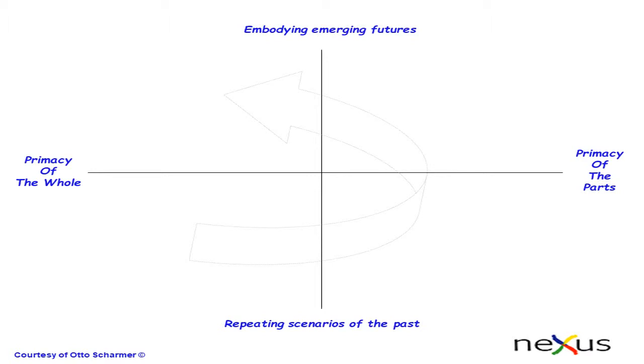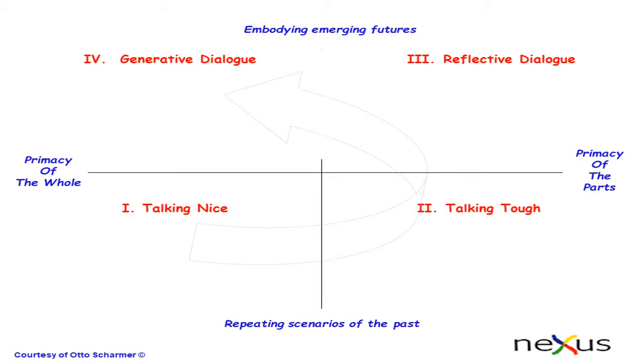4 fields. The 2 bottom ones are talking nice and talking tough. These are 2 conversations that are repeating scenarios of the past. And if we look at the 2 fields on the top of the map, fields 3 and fields 4, these are fields that are embodying emerging futures. This is where you have possibilities to break away from scenarios of the past and indeed bring in some innovation, some breakthrough, some new ideas, new behavior, new solutions.